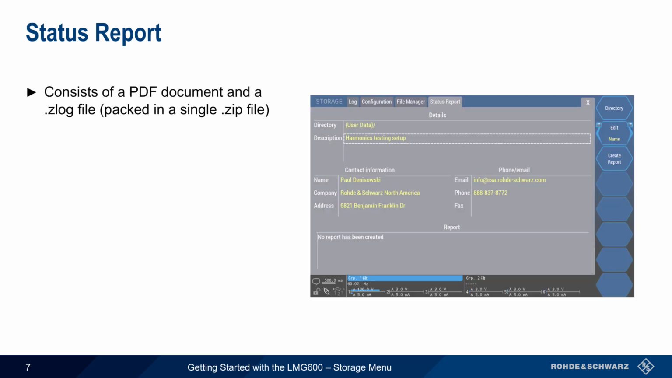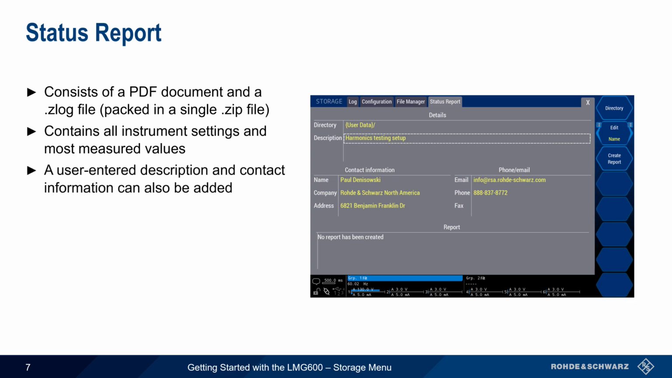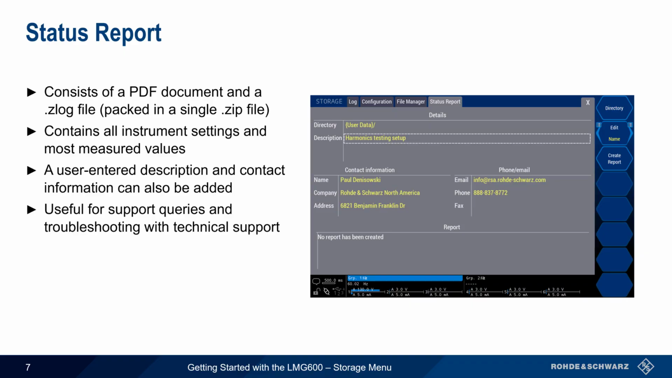A status report is a zip archive containing both a PDF document and a special .zlog file. These contain all instrument settings and most measured values, and it's possible for the user to add a description and contact information to this report. The main application of a status report is for support purposes and troubleshooting, and it's a good idea to send a status report along with any technical queries.